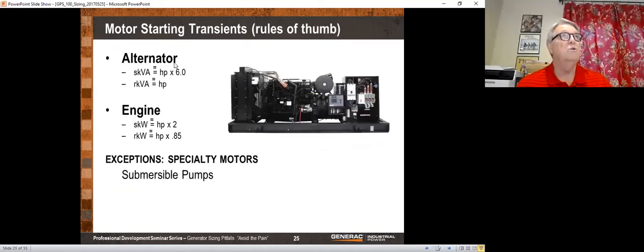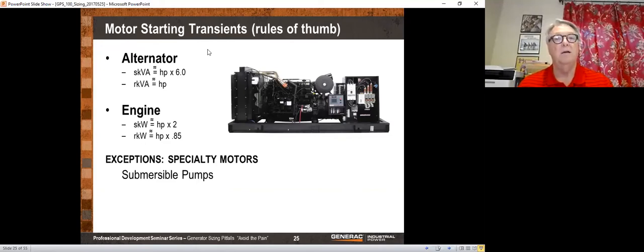All right, here's some rules of thumb. My opinion, every engineer should know these rules of thumb. They are not generator rules, they are motor rules. And any person who deals with engineering power systems needs to know this. So let's take a look at the alternator first. Your starting kVA is equal to 6 times your horsepower, and we've already talked about that.